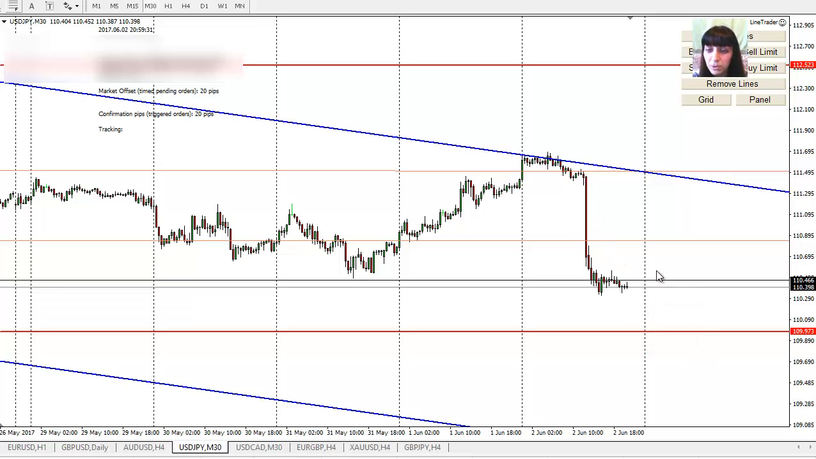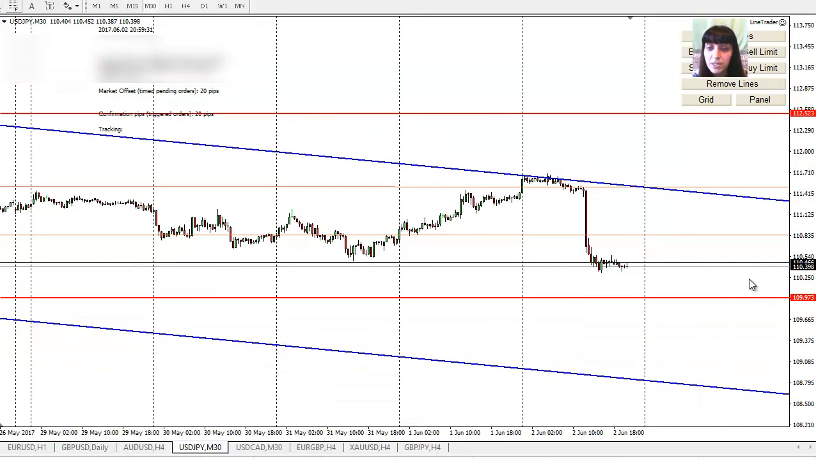Maybe a little bit of correction. It could be going up a little bit. So I would expect that possibly, if nothing unexpected happens. And then I will be looking for sell trades again, placing the pending orders as usual. Okay, so this is dollar yen.